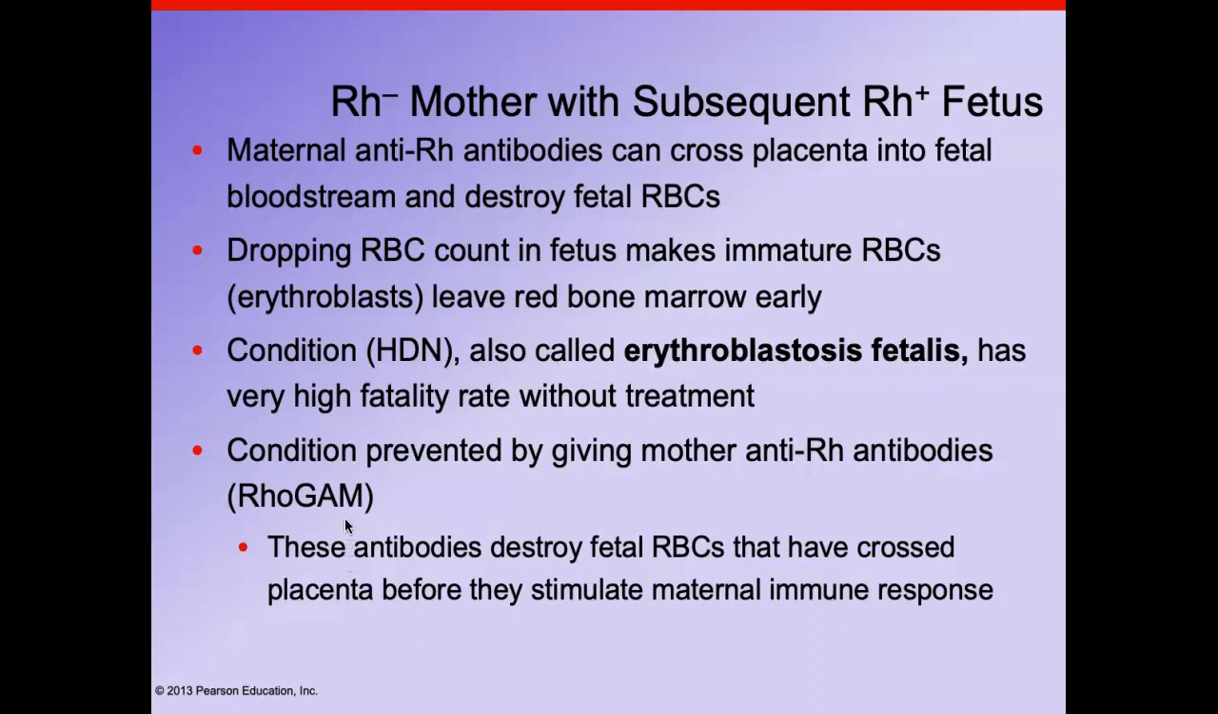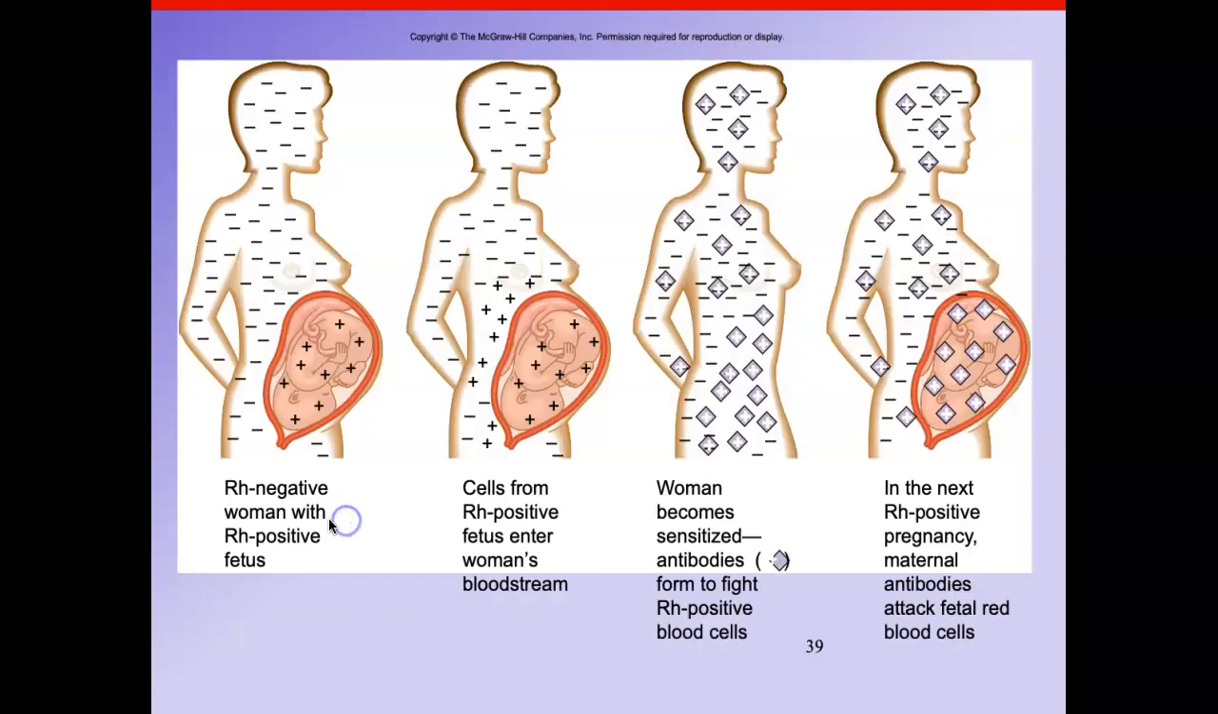This erythroblastosis fetalis, when the fetus is Rh positive and the mother's Rh negative, is fairly fatal without treatment. So this RhoGAM protects the fetus. And so the only problem you're going to have is if the mother is negative and the fetus is positive. During childbirth, some of these cells can pass into the bloodstream and she will develop antibodies against Rh positive. If the future baby is Rh positive, her antibodies will attack the fetal red blood cells.